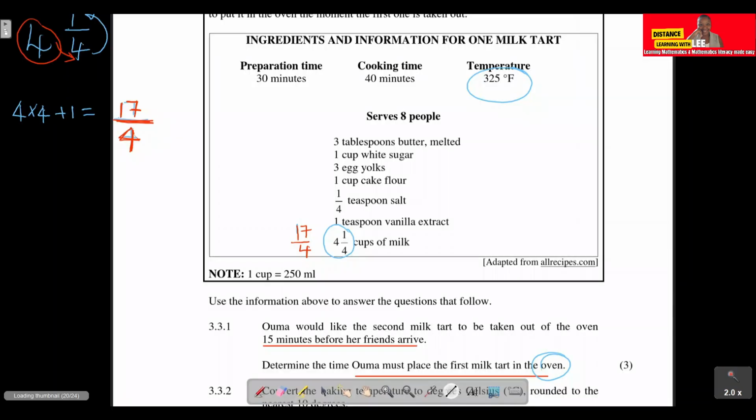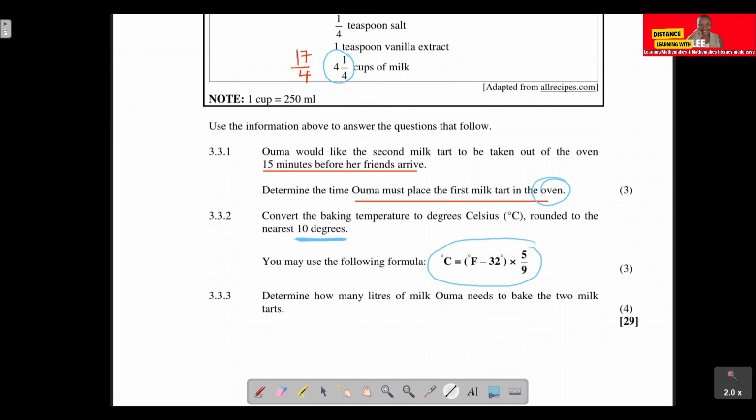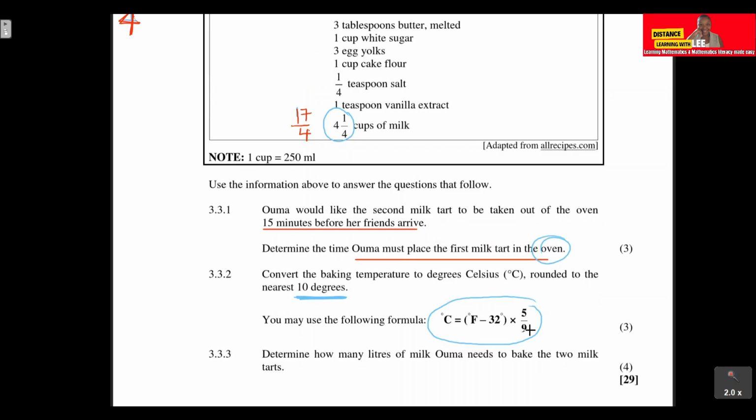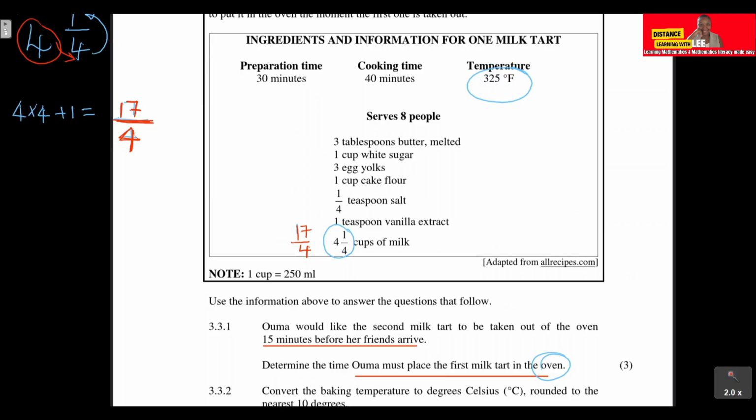Okay, let's have a look at question 3.3.3. Determine how many liters of milk Oma needs to bake the 2 milk tarts. We already know how many cups of milk she would need, because we are given that Oma needs 4 and 1/4 cups of milk, and I showed you how we're supposed to convert that into an improper fraction. So I'm just going to do that there.